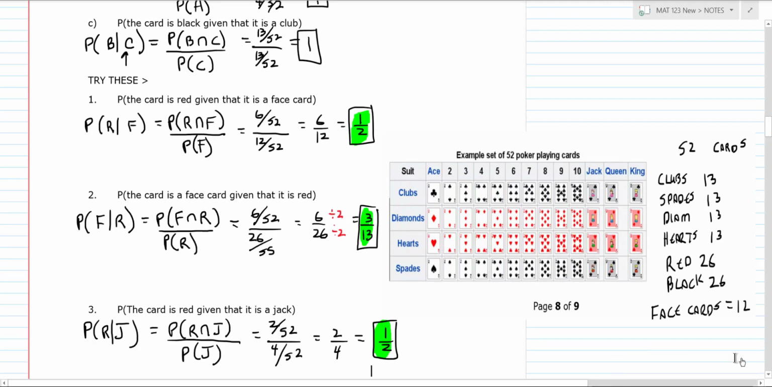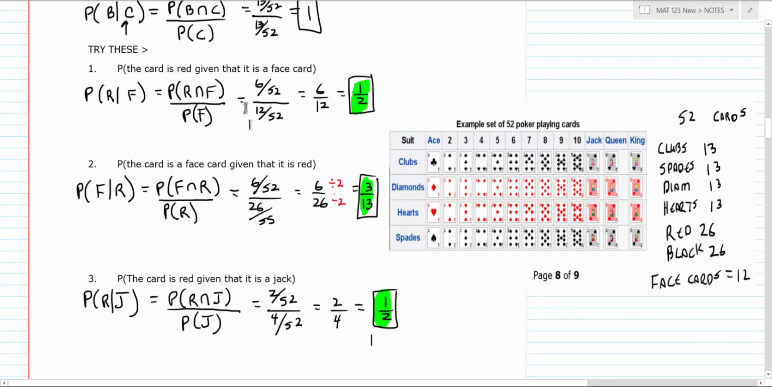Okay, so here's the answers that you should have got. Problem number 1, you should have got a half. Problem 2, 3/13. Problem 3, 1/2. So let me run through how I work these out then.